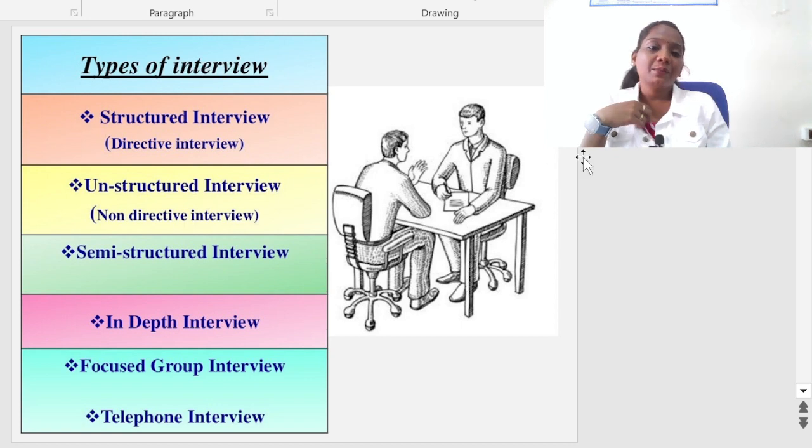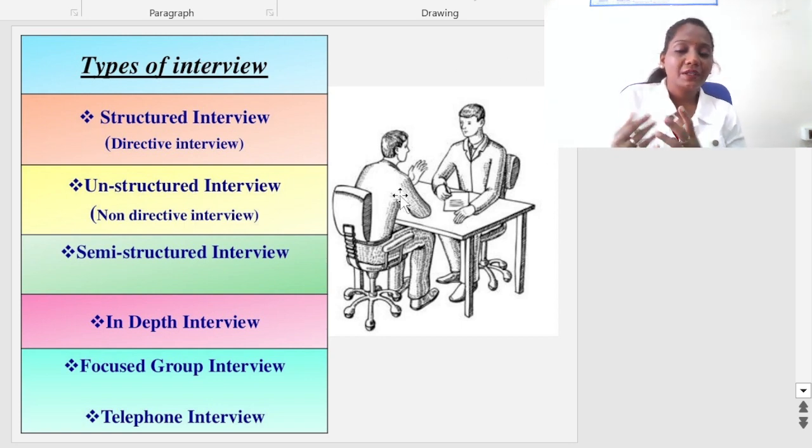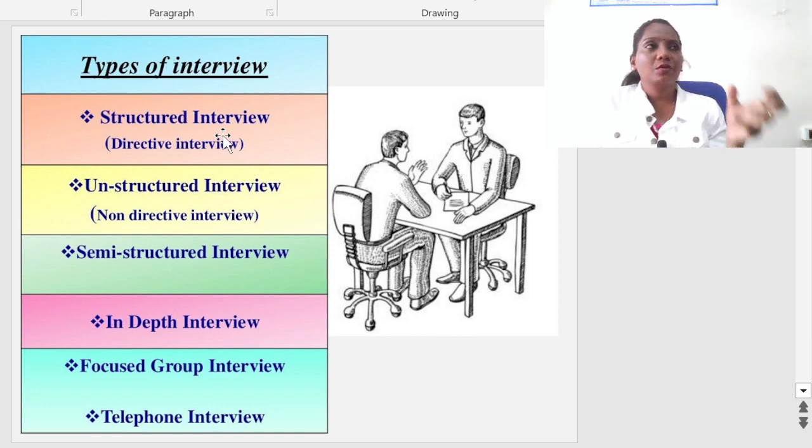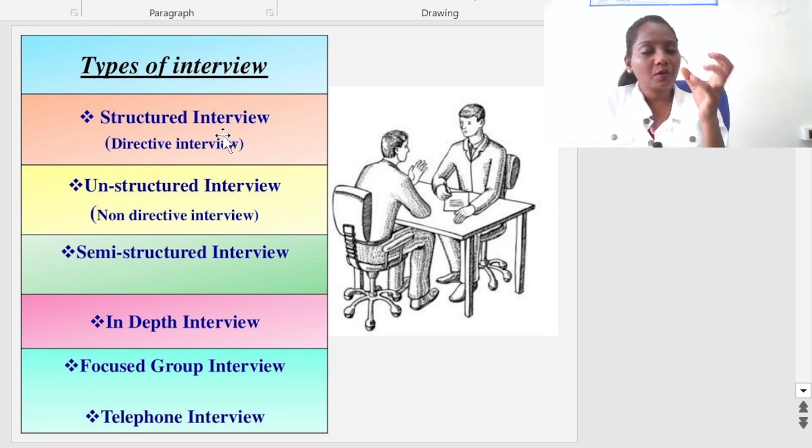Then what are the types of interviews? Benefits I told you, characteristics I told you, and definition I told you, and types of interview. Always, all standard companies or any companies like Naukri or some big organizations or agencies, most of the time they conduct interviews in a structured way. Structured way means it's a directive interview. If they want a position for a principal, they directly make the questions in that way only. So, structured interview.